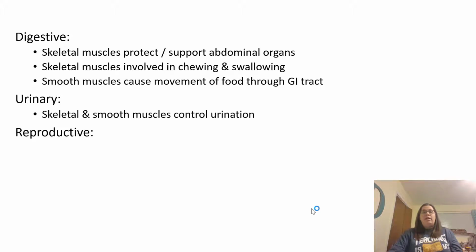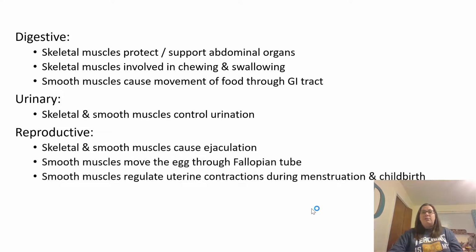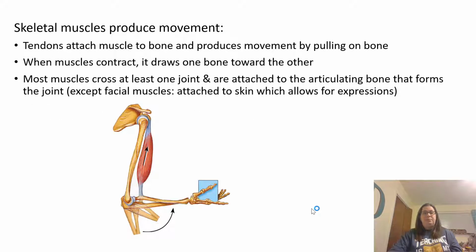For the urinary system, skeletal and smooth muscles are going to control the action of urination. And then in the reproductive system, skeletal and smooth muscles will cause ejaculation. Smooth muscles will move the egg through the fallopian tube. And then also smooth muscles will regulate uterine contractions during menstruation and childbirth. So if we notice here, these muscles are present in pretty much every other system, and they're going to help keep those systems active and functioning properly.